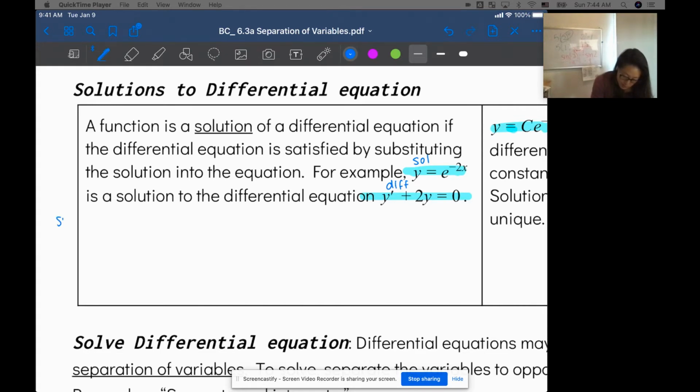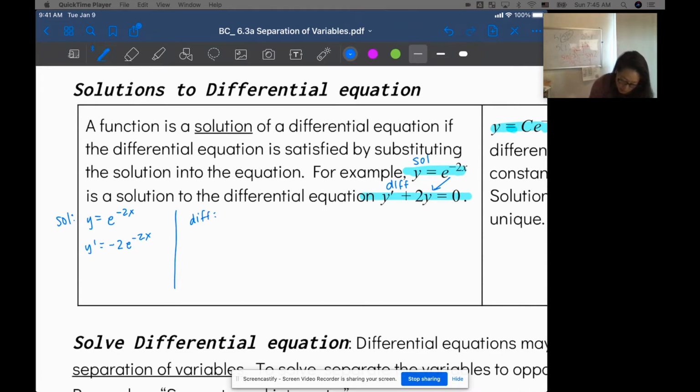For my solution, I'm going to plug it in for y, but I also need to get the derivative. So the solution is y is equal to e to the negative 2x because that satisfies my differential equation. Let's see. I'm going to take the derivative of y, which is negative 2e to the negative 2x. And then for my differential equation, let's make sure it balances. This is like algebra where you plug it in and make sure it balances.